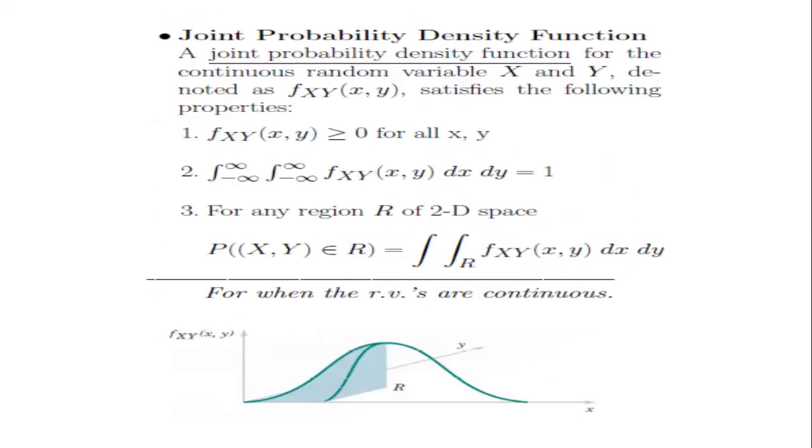Joint probability density function. This is for the continuous case. You model it like this, so it has to be greater than or equal to zero. And you know that even in the continuous case, I take the integral over the density function. So in this case, I have to take two integrals. Why? Because we have two variables. One is moving in this direction, the other is moving in this direction. But whatever the case, overall the sum should always be one. And this is for one specific region of the space that you want to see.